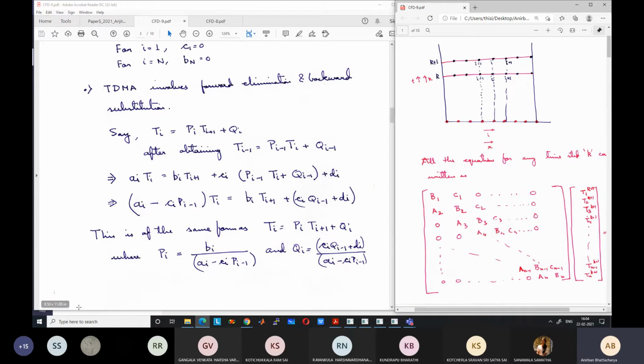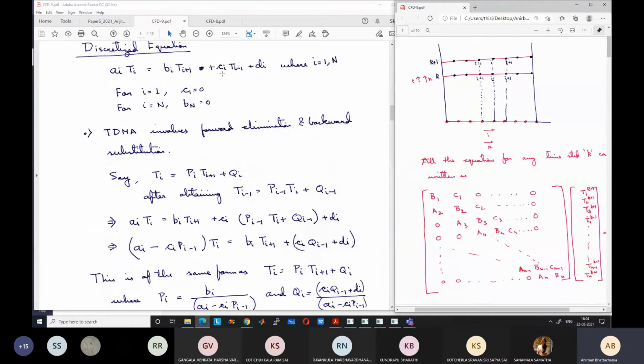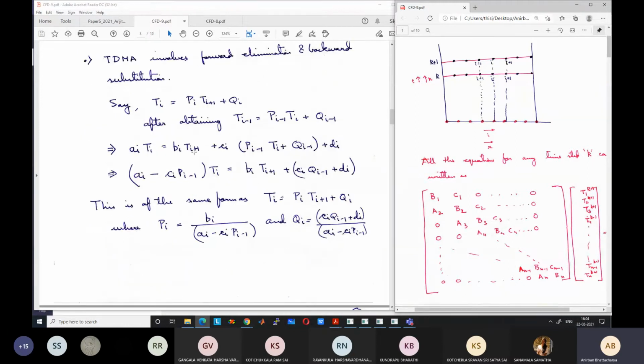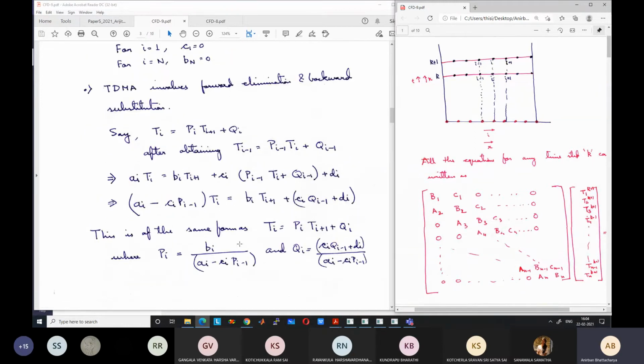So what we know from this equation is that if somehow we can find the value of P_{i-1} and Q_{i-1}, and a_i, b_i, c_i, d_i are already known after discretization, we will be able to find the value of P_i and Q_i. And in the next step, if we can find the value of P_i and Q_i, we will be able to find the value for the next i.